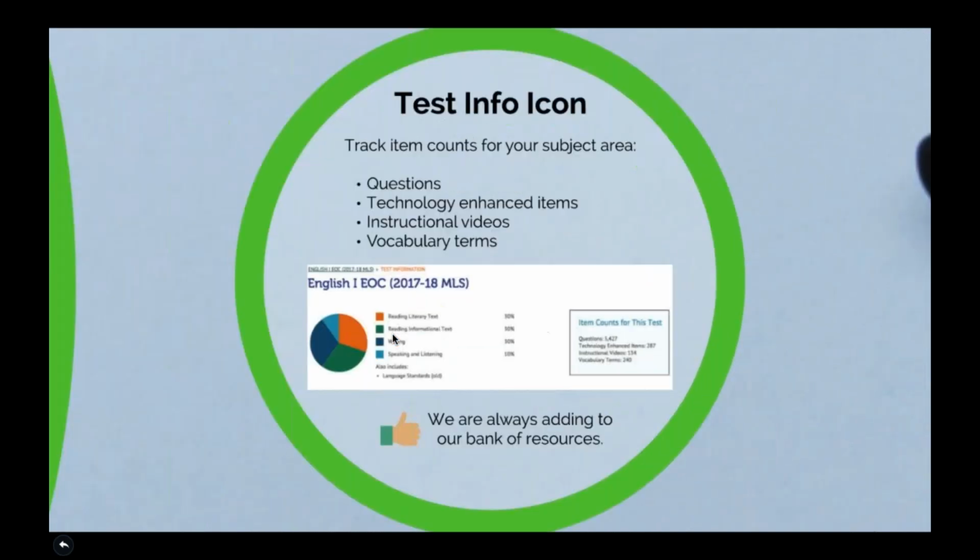And then also on this page, we have a little test info icon that I'll show you. This is where you can actually track how many questions and how many performance task videos and vocabulary terms we have for your specific content area. We show the item counts over here on the right. And we're always adding to that. But of course, if there's a specific expectation that you feel we need more questions, that feedback button can let us know that kind of thing as well.